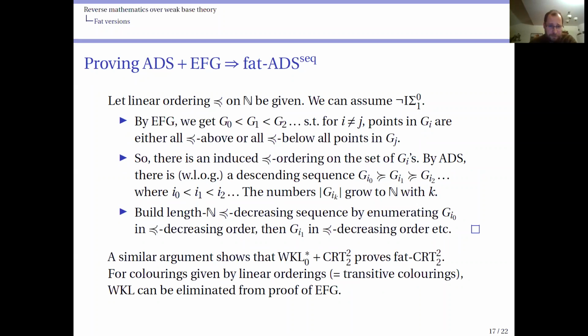So a similar argument applies to cohesive Ramsey, although there we don't know whether you can eliminate weak Koenig's lemma from the proof of the corresponding grouping principle. So fat cohesive Ramsey, which has one natural version, might not follow from cohesive Ramsey over RCA0 star, period. It follows from weak Koenig's lemma plus RCA0 star.